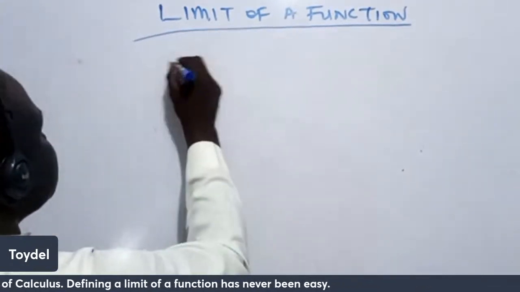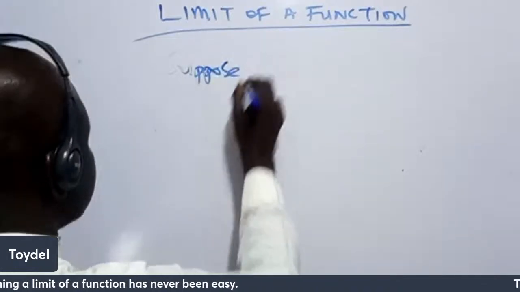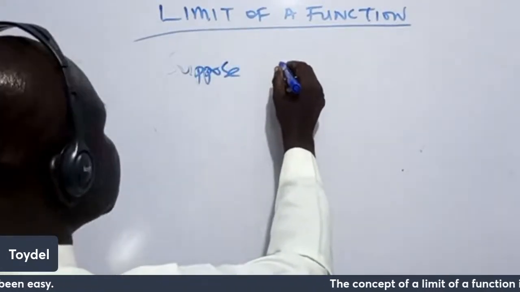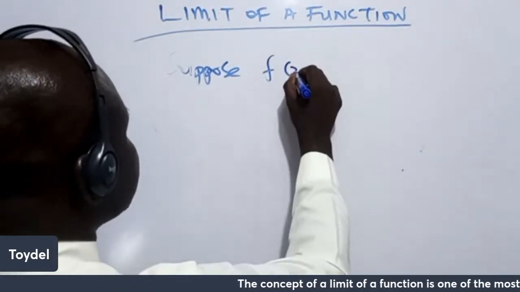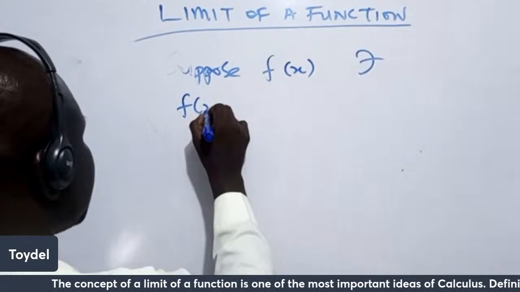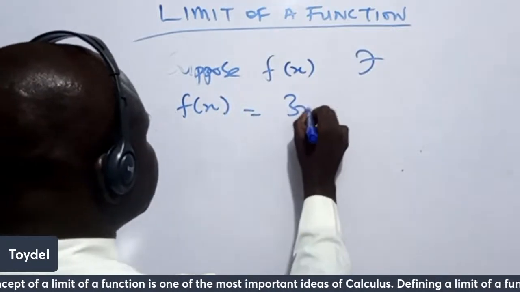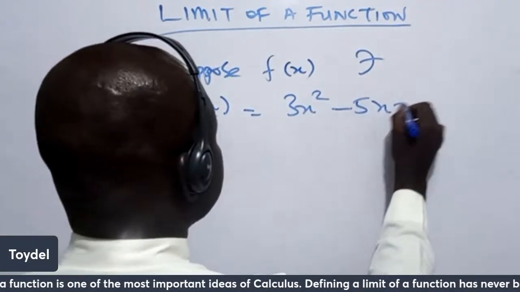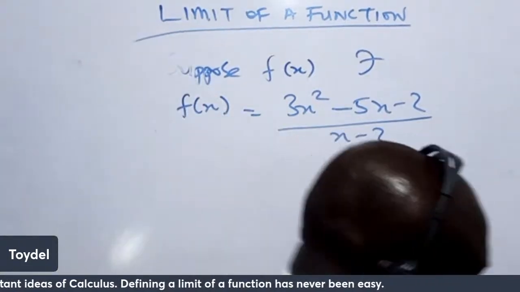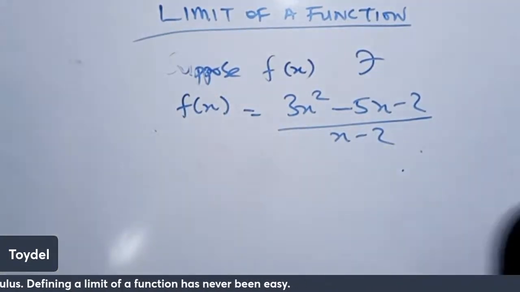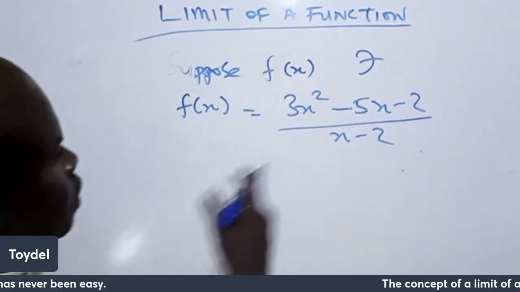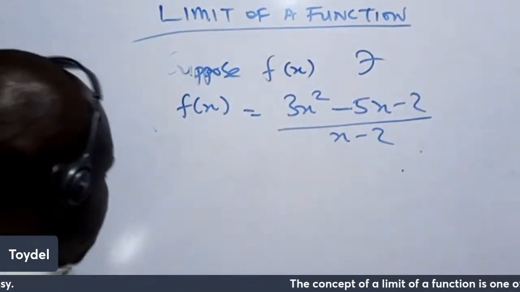Now, suppose that f is a function of x, such that f of x is equal to, let's say, 3x squared minus 5x minus 2 all over x minus 2. Suppose we have what we have there on the board. f is a function of x.